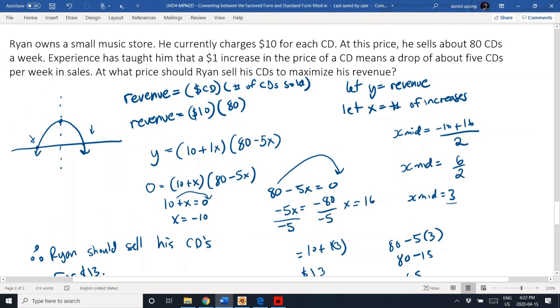And so you're going to see a variety of questions like this that are going to be maximum or minimum questions, but it'll all be something like this where we see an increase in one and a decrease in another, or some variation of that.